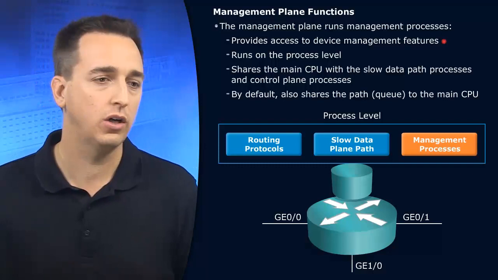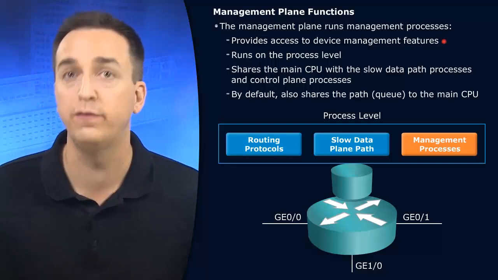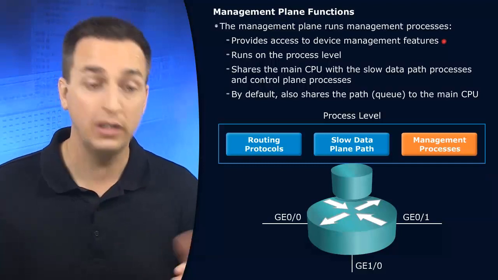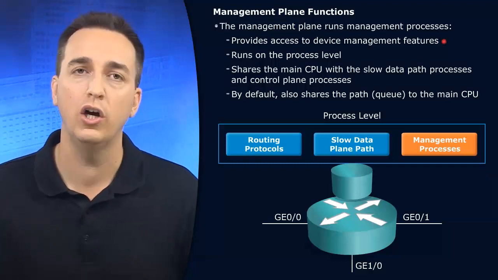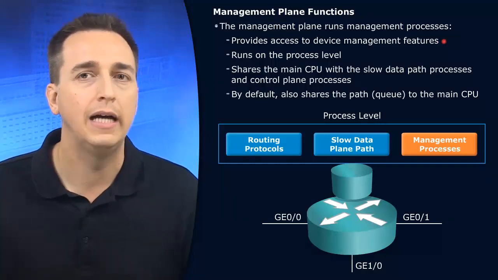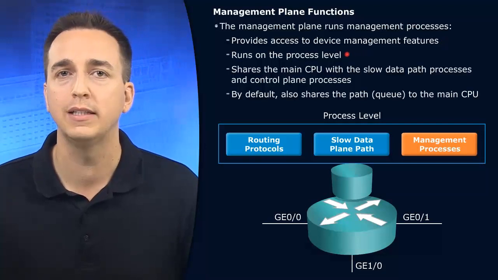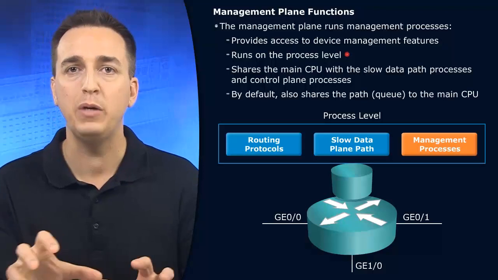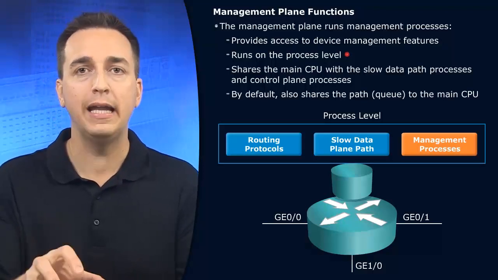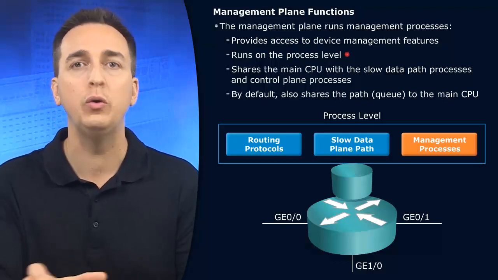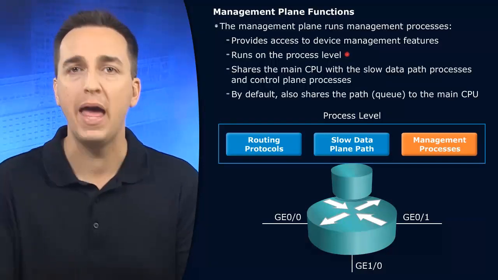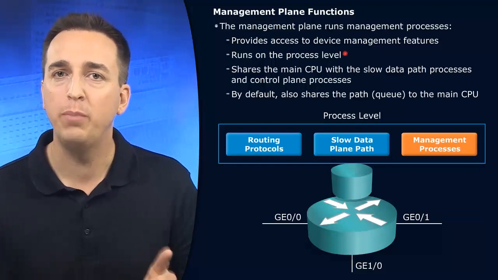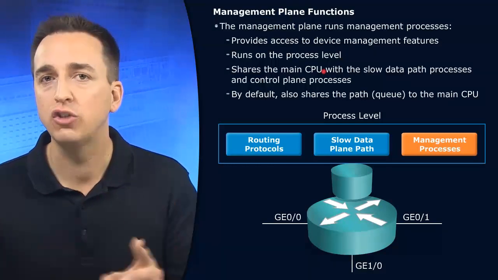That's really important. So setting up access control lists to filter who is and is not allowed to remotely manage our device or even locally manage our device via the console port. But we also have to realize that the management plane runs at the process level. What does that mean? Well, the process level is referring to the CPU. The CPU is getting involved with everything related to management traffic, management functions and procedures. However, that is shared by who? It is shared by the control plane.